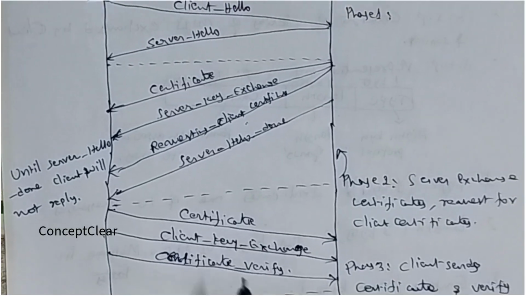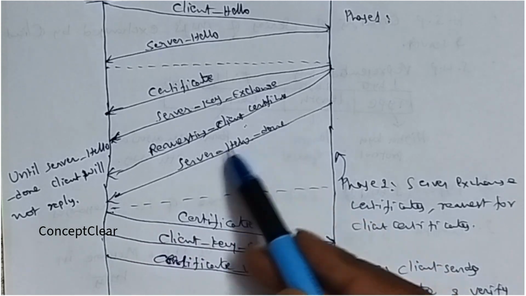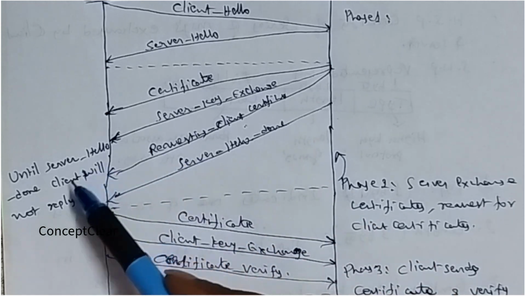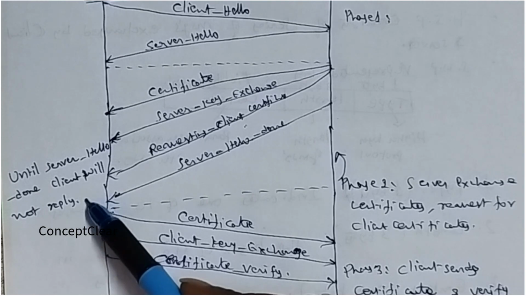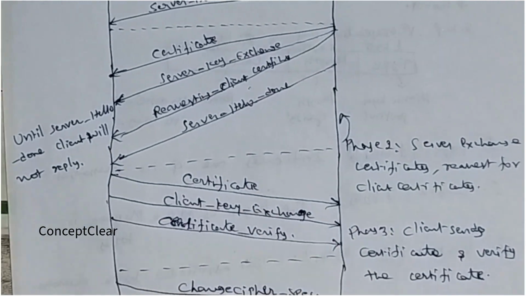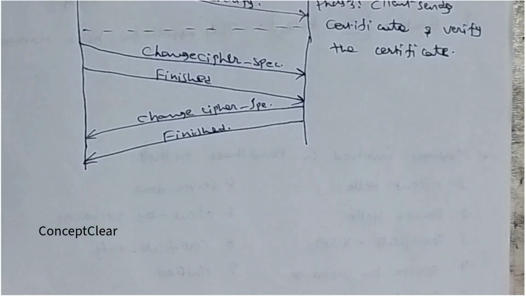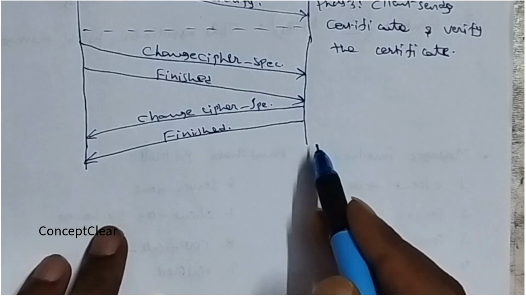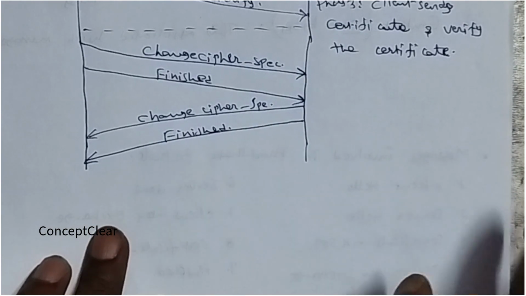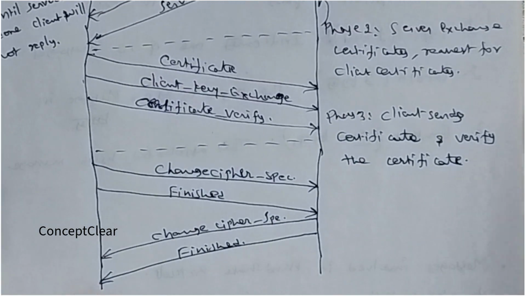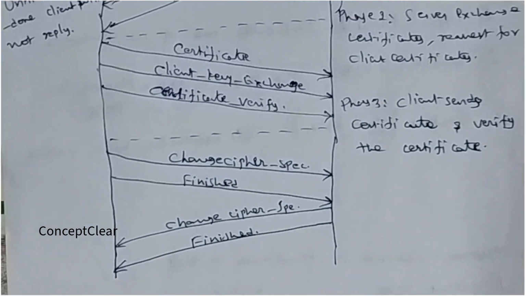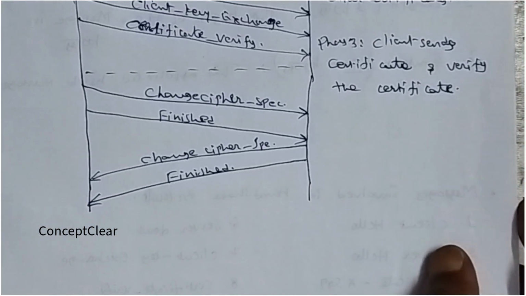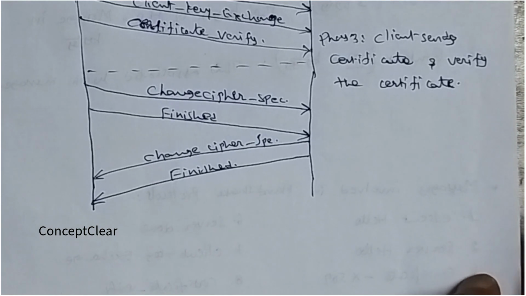Here he will send the server messages, server hello done. Until server hello done, the certificate will not be replied. Here, after completion of the 4 phases, the client is authenticated by the server and the server is authenticated by the client. This is done by exchanging of the keys and certificate.